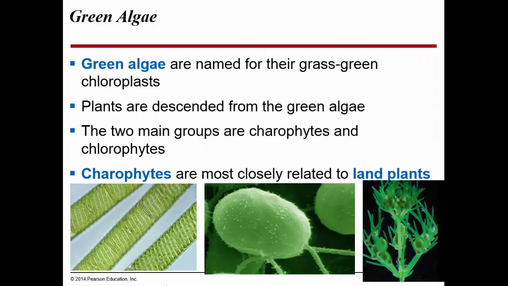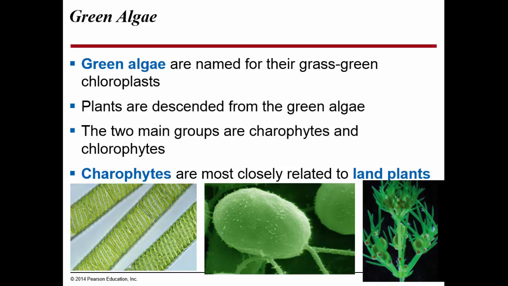Okay, the green algae are the sister group to the red algae. And in green algae, as you might expect, chlorophyll is the dominant photosynthetic pigment. Plants are descended from this lineage. Okay, the two main groups are the charophytes and the chlorophytes. The chlorophytes include several unicellular organisms and multicellular organisms.